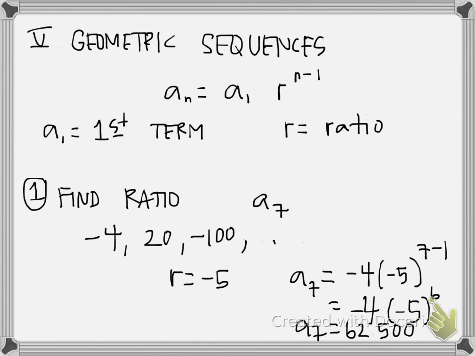So the 7th term is going to be 62,500. Okay? And that is everything that you need to know for your test.